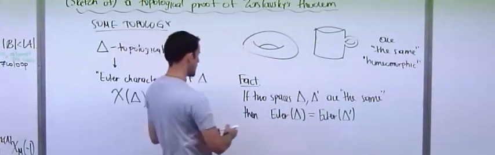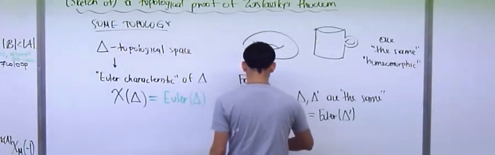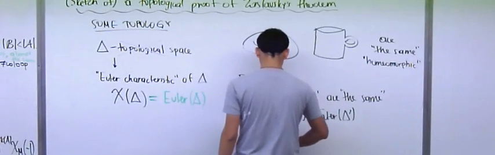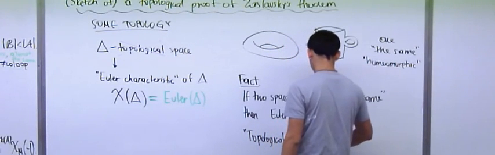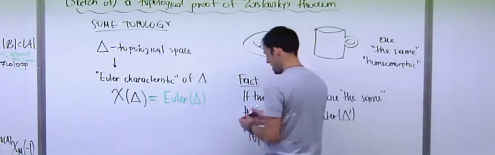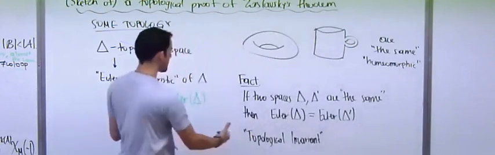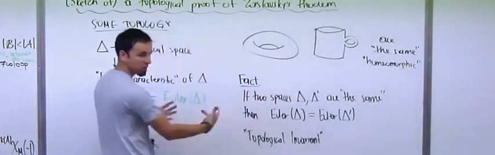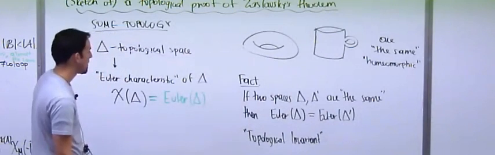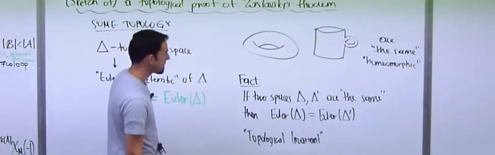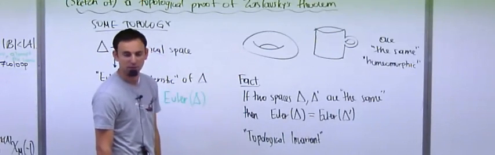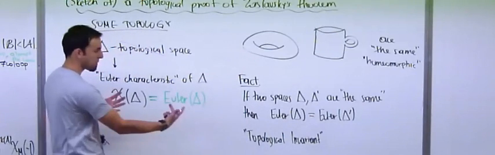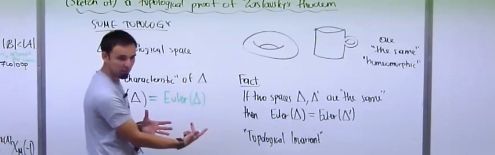So this is what's called a topological invariant. It's basically some evidence that two spaces really are different from each other. Okay? And this is really what all of algebraic topology is about. You take two spaces and they're very difficult. You can't tell them apart.